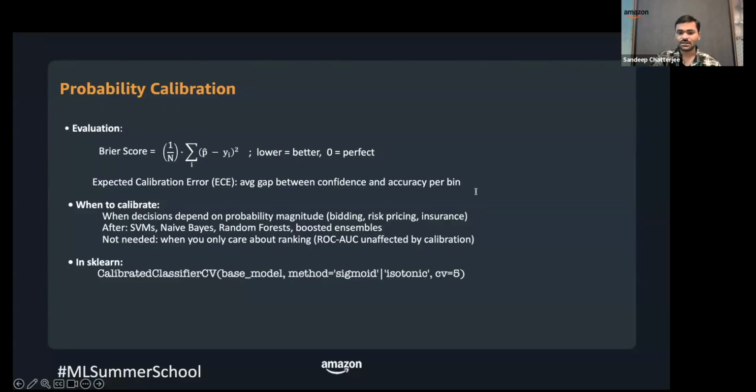Now, when to calibrate and when to skip it. Let's talk about the reality. You must calibrate when your downstream business decisions depend on the actual magnitude of the probability. Think about ad bidding or setting insurance premiums or financial risk proxy, which is called risk pricing. If an algorithm says that there is a 5% chance of a user clicking an ad versus a 10% chance, that dictates exactly how many dollars we bid. In those cases, you always calibrate after training SVMs, random forest, or boosted ensembles.